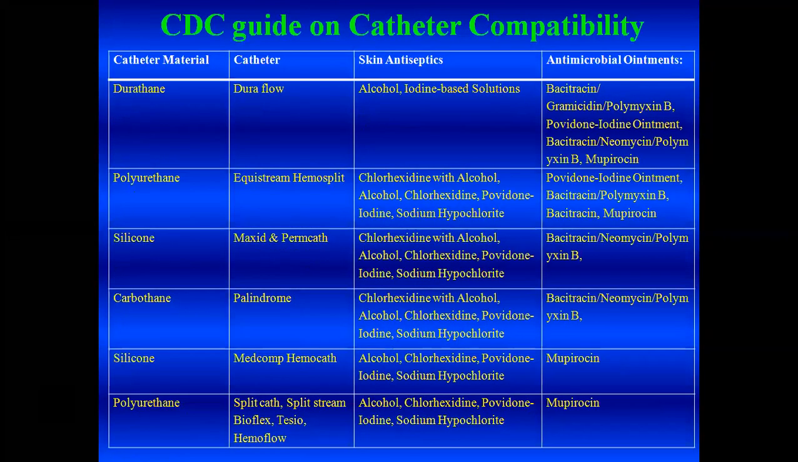and clot it. This is a table taken from the guidelines. It only tells you that the various materials of which catheters are made need to be assessed for their compatibility with the antiseptic we apply to the skin and the antimicrobial ointment that we apply. As you can see, I said a few minutes ago that I prefer the triple sporin ointment, but with polyurethane and silicone catheters, as per the CDC website, mupirocin compatibility is shown, but we don't yet know about triple sporin compatibility with the Medcomp and the split catheters.